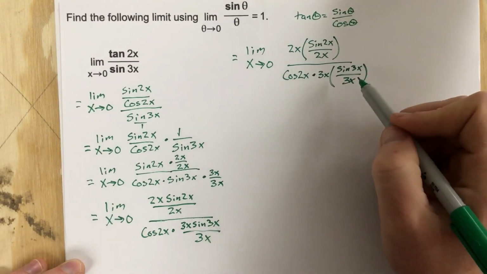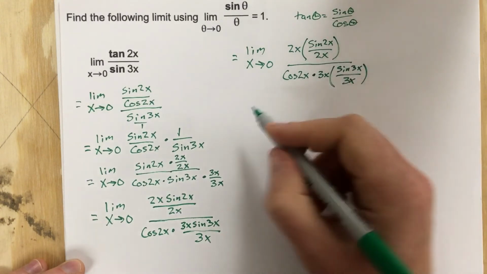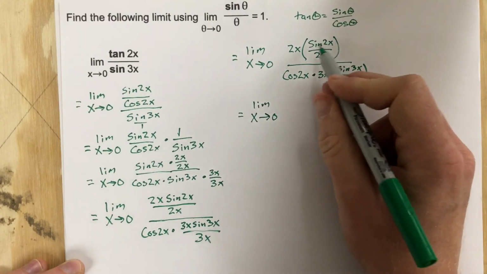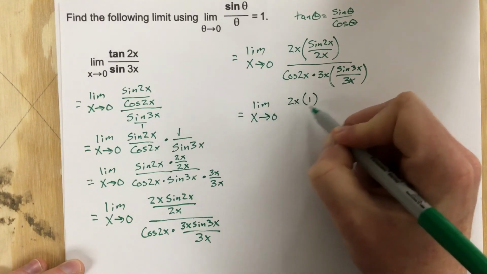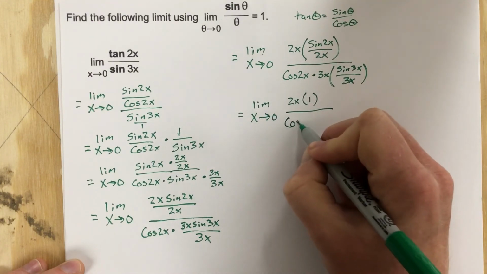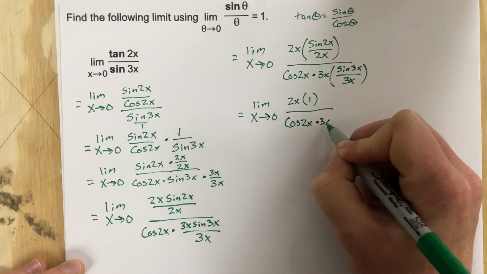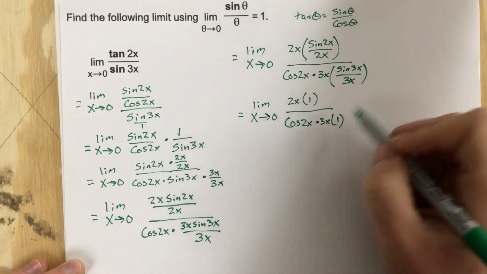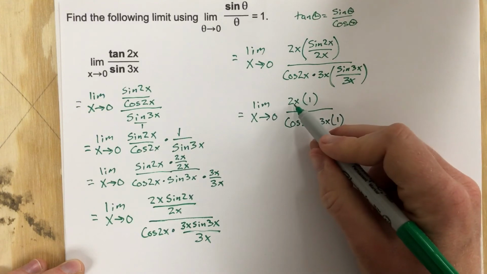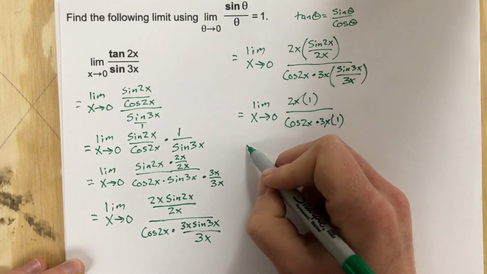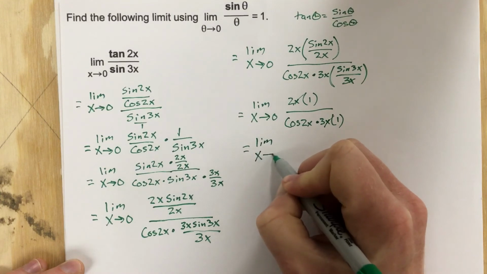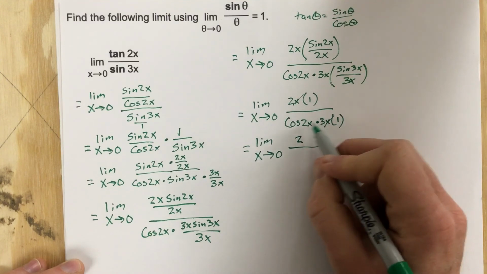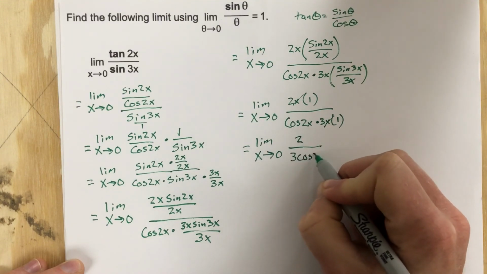So you're going to get a 1 and a 1 here. We get the limit as x approaches 0. This will be 2x times 1 over cosine 2x times 3x times 1. The 1's cancel, or they're insignificant, right? And also the x's cancel. So you're left with the limit as x approaches 0 of 2 over, when I take the 3 multiplied to the front, I get 3 cosine 2x.